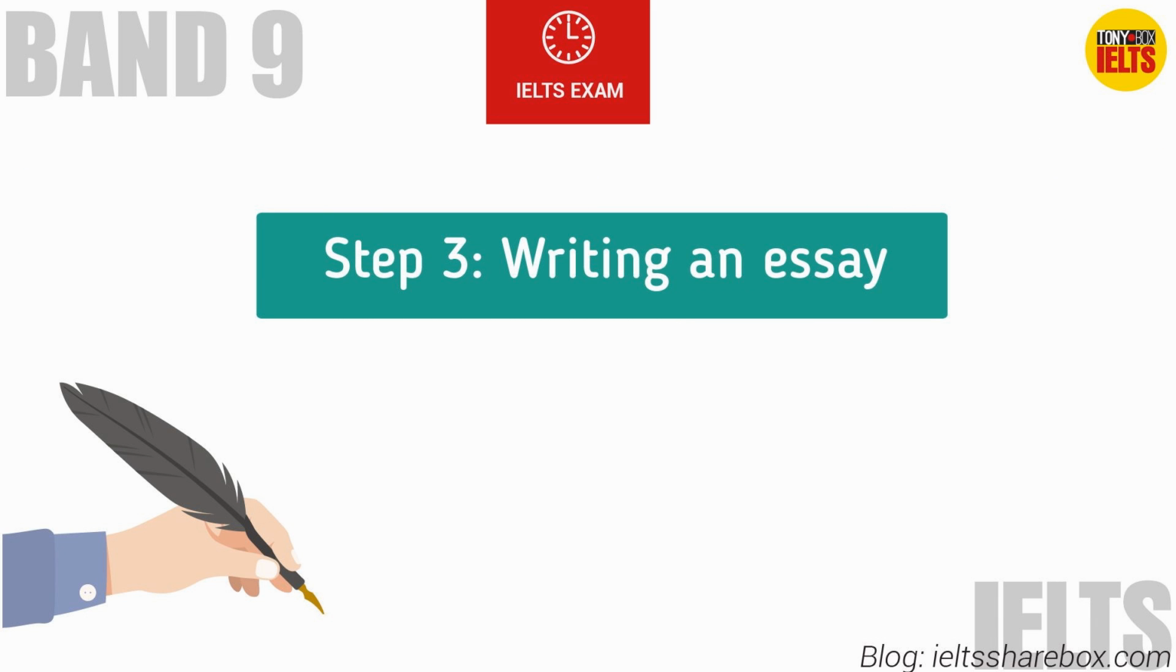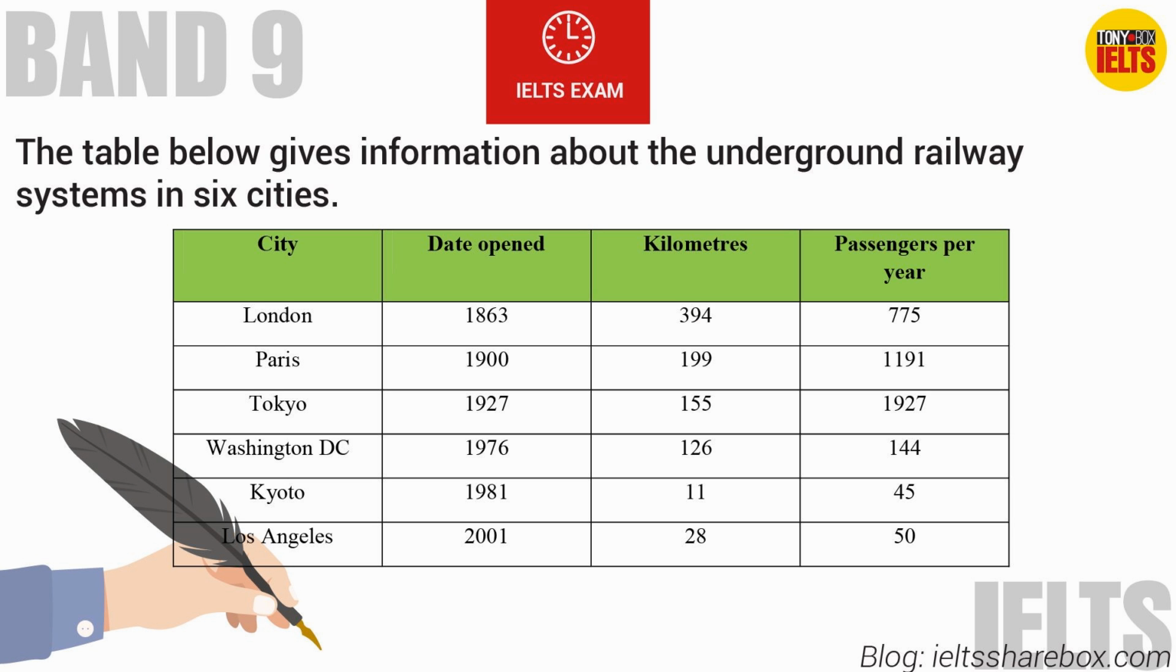Step 3. Writing an essay. The table below gives information about the underground railway systems in 6 cities. City: London, Paris, Tokyo, Washington, D.C., Kyoto, Los Angeles.